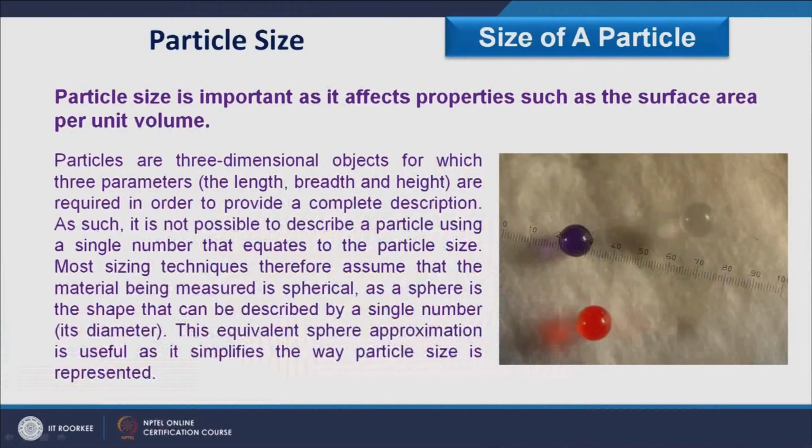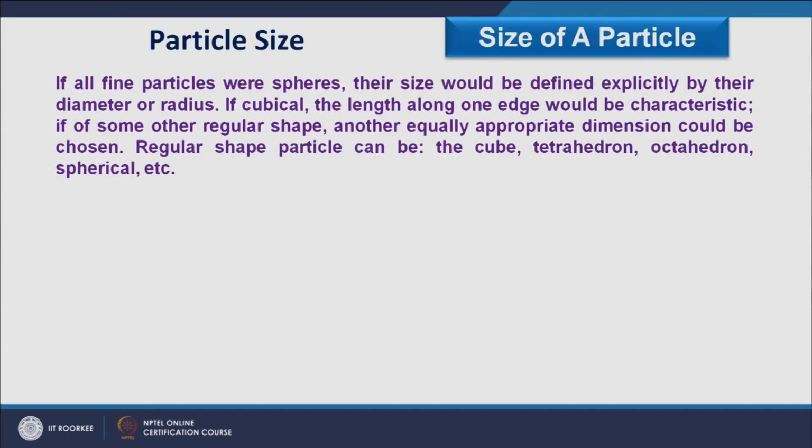So this equivalent sphere approximation is useful as it simplifies the way particle size is represented. Now if all fine particles are considered as spheres, their size would be defined exactly by their diameter or radius, because all particles are of spherical shape. If the particles are of cubical shape, the length along one edge would be the characteristic. If of some other regular shape, another equally appropriate dimension could be chosen.